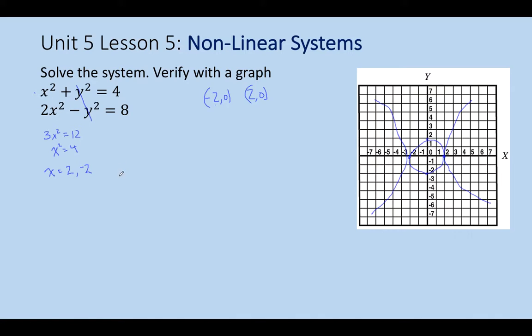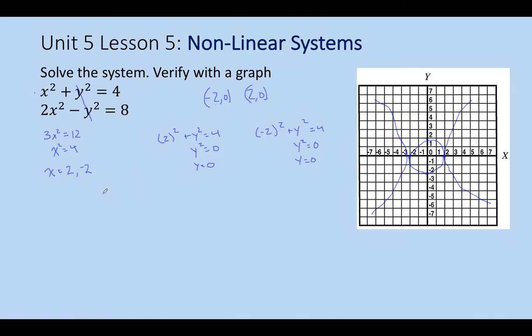I'm going to pick the top one. So when x equals 2, I get 2 squared plus y squared equals 4. Well, 2 squared is 4, so I subtract 4 from both sides and I get y squared equals 0. And the square root of 0 is 0, and so y equals 0 when x equals 2. When x equals negative 2, you'll notice pretty much the same thing happens. Negative 2 squared is positive 4, and so subtract that from both sides and I get 0. And of course, y still equals 0.